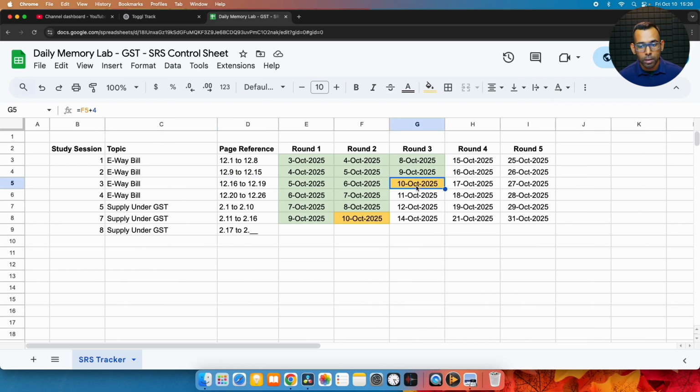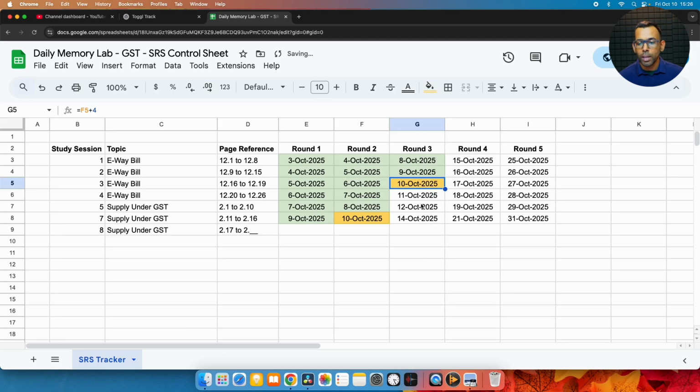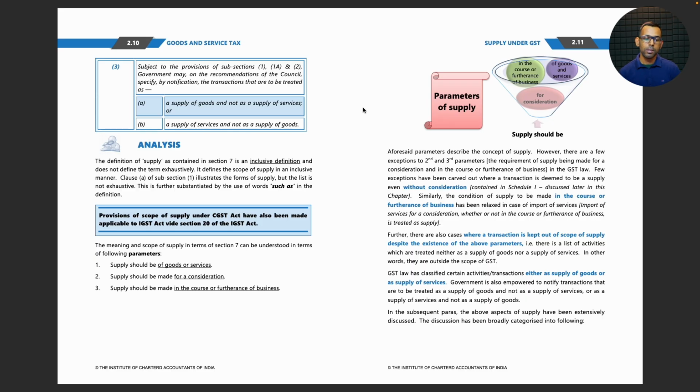We have come till page number 19. Revision is done. We can proceed to revise, round 2, the supply under GST chapter, which is page number 11 to page number 16. Okay, analysis. Let us start from here itself.